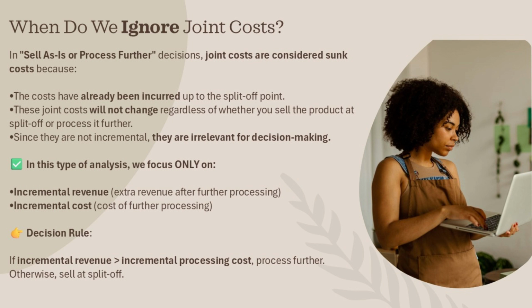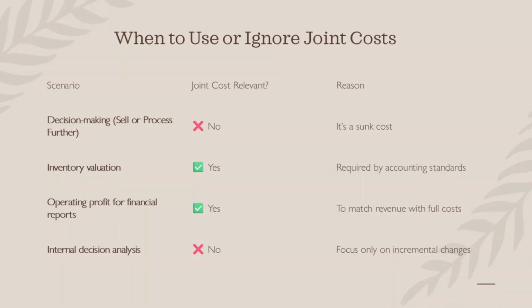Let's do a quick recap on when to use or ignore joint costs. For decision-making, like deciding whether to sell or process further, joint cost is not relevant because it's a sunk cost. But for inventory valuation, joint cost is relevant because accounting standards require it. When you're figuring out operating profit for financial reports, you need joint cost to match revenue with full costs. And for internal decision analysis, joint cost isn't relevant. Just focus on incremental changes.